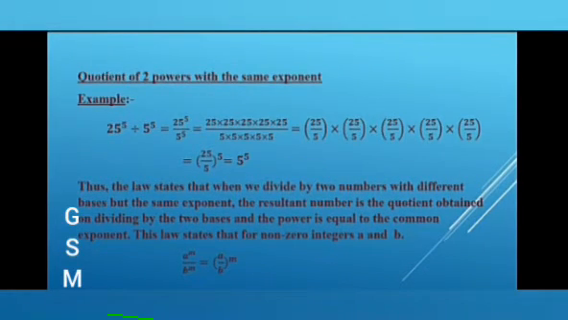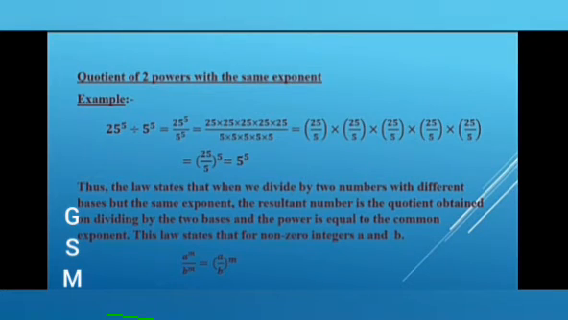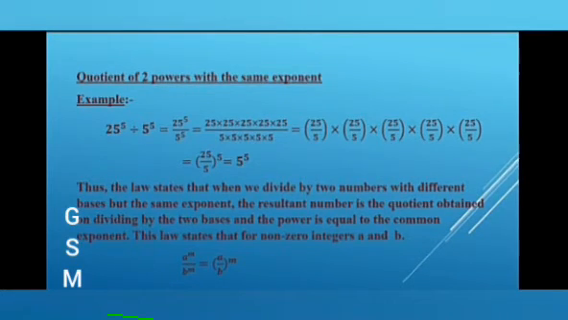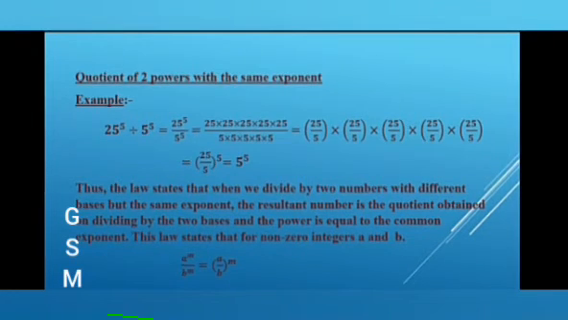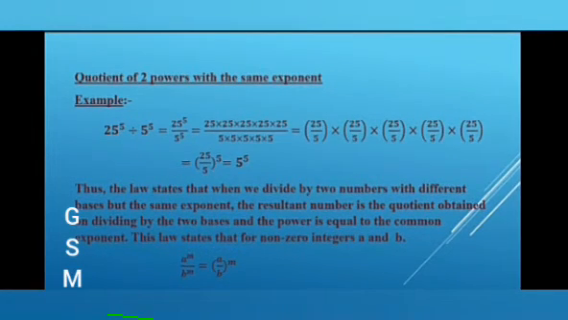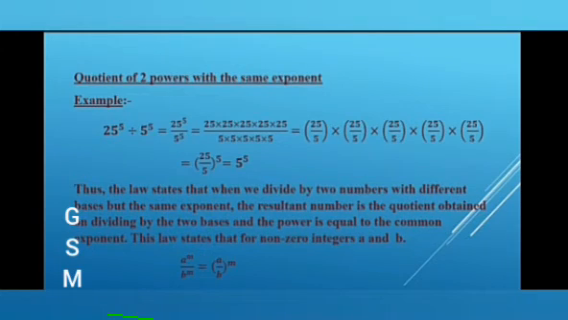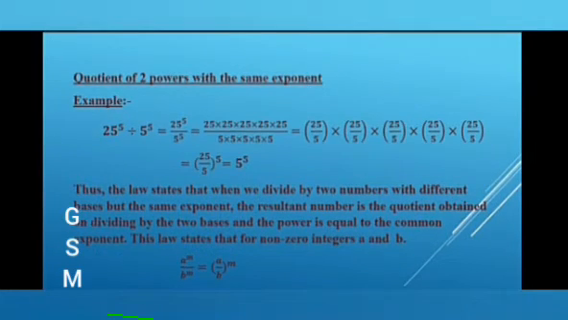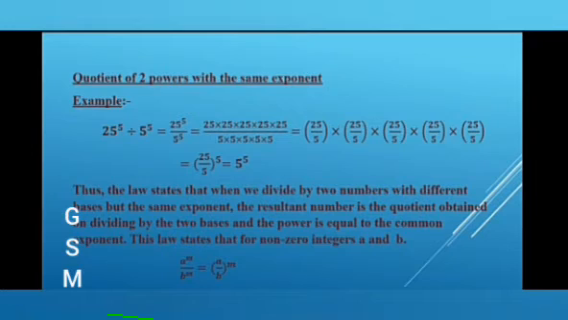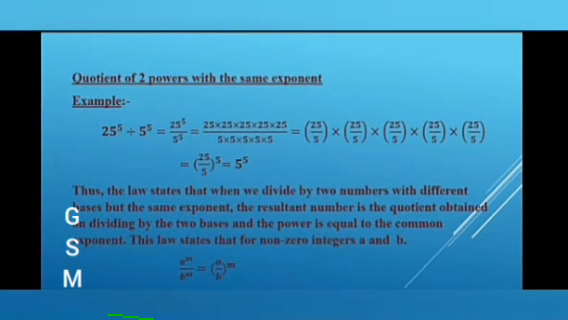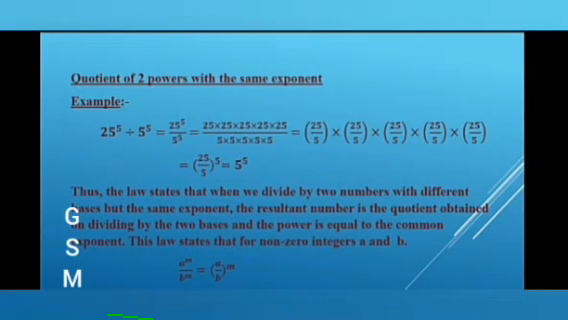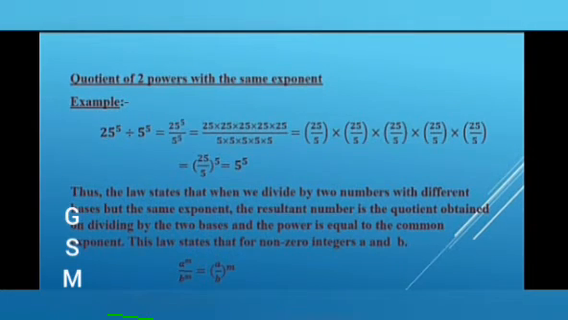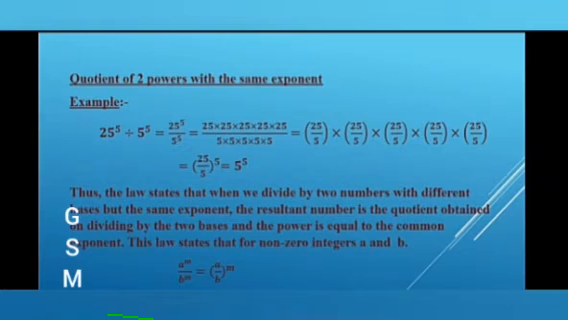Thus, the law states that when we divide two numbers with different bases but the same exponent, the resultant number is the quotient obtained on dividing the two bases and the power is equal to the common exponent. This law states that for non-zero integers a and b, a to the power m divided by b to the power m equals a divided by b the whole power m, where m is a whole number.